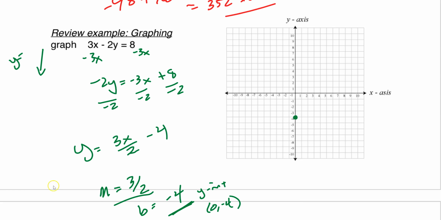So I get 3 over 2. Now we're going to treat it as rise over run. Right? Rise over run. So remember, we go up when we rise. If it's a negative, we go down. And we always go right. So from here, I'm going to go up 3. 1, 2, 3. Then I'm going to run 2. 2 to the right. Always go to the right. Connect the dots.